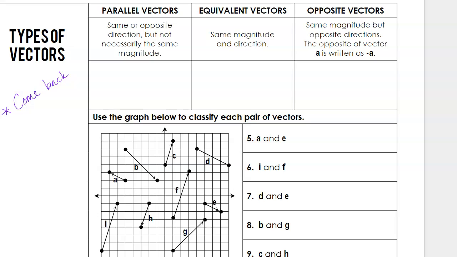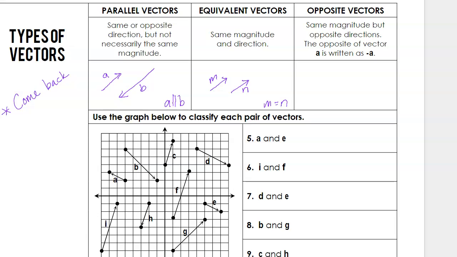Parallel vectors are going in the same or opposite direction, but they don't have the same magnitude. So if I'm drawing parallel vectors, A and B, they just have to be parallel to each other, but they don't have to be the same magnitude. So we can say A is parallel to B. Equivalent vectors are the same magnitude and same direction. So they're going in the exact same direction and they are the same size. So here, vector M is equal to vector N.